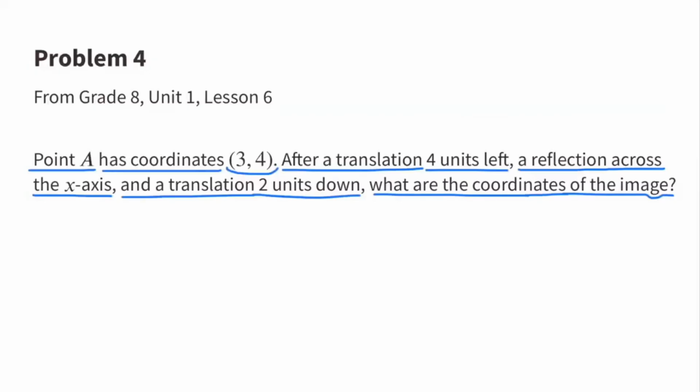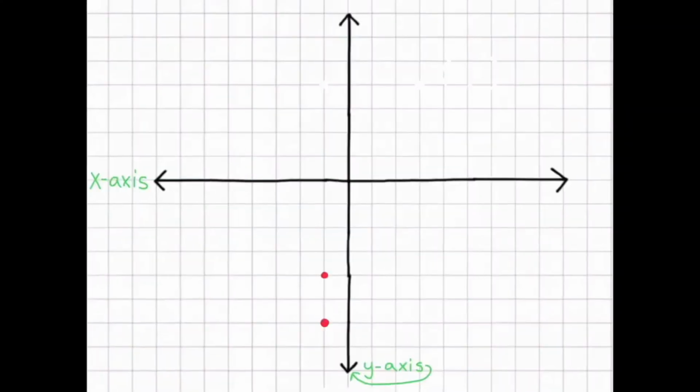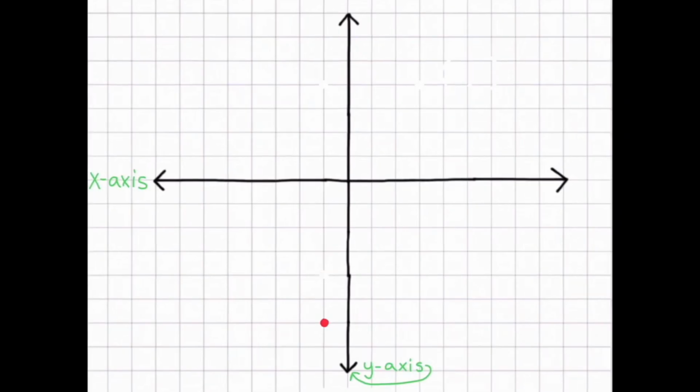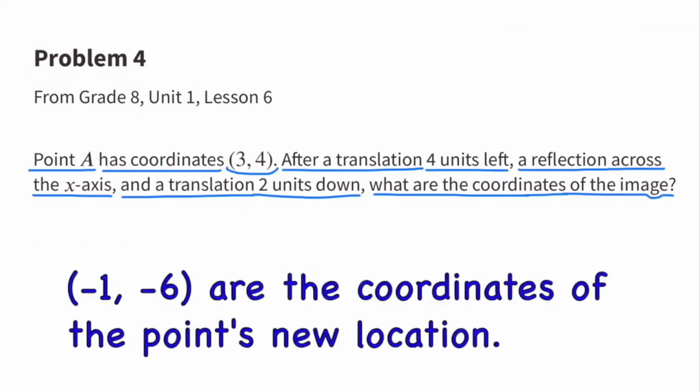The last step that they're asking us to do is a translation 2 units down. So we need to move the point 2 units down along the y-axis. Here's the final location of the point after all the moves. The coordinates are -1 and -6. At the end they ask, what are the coordinates of the image? -1 and -6 are the coordinates of the point's new location.